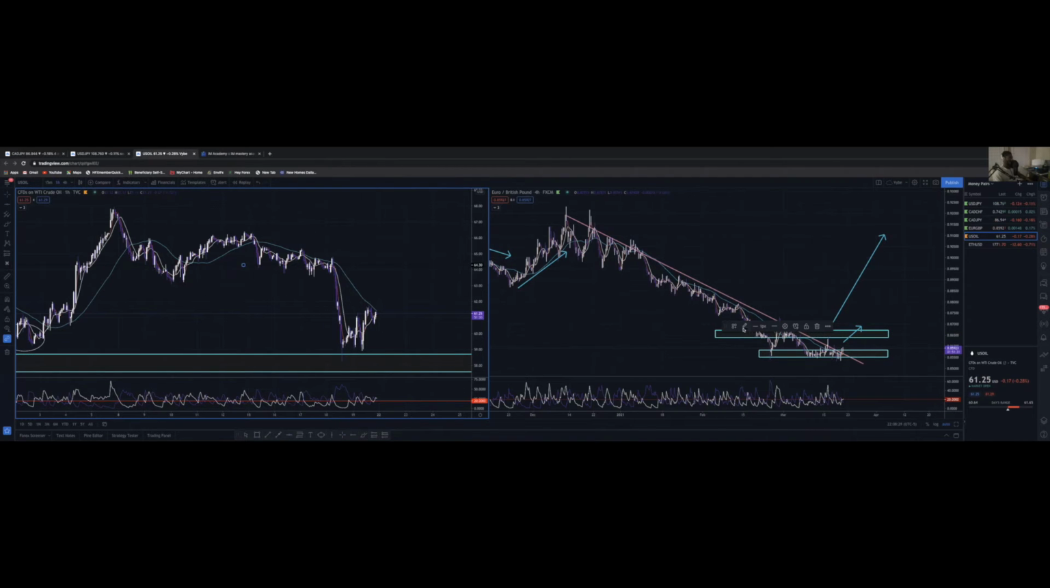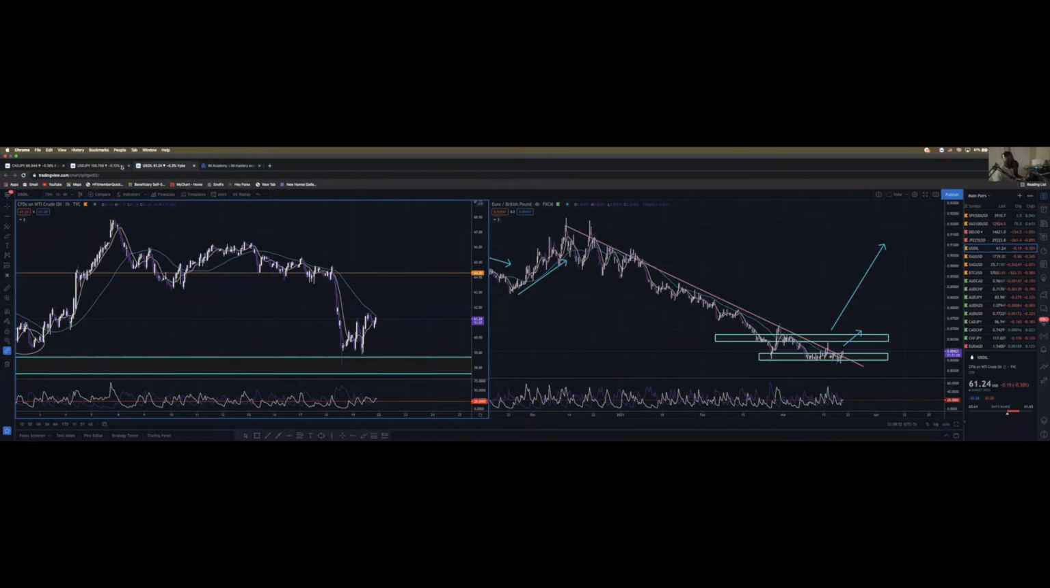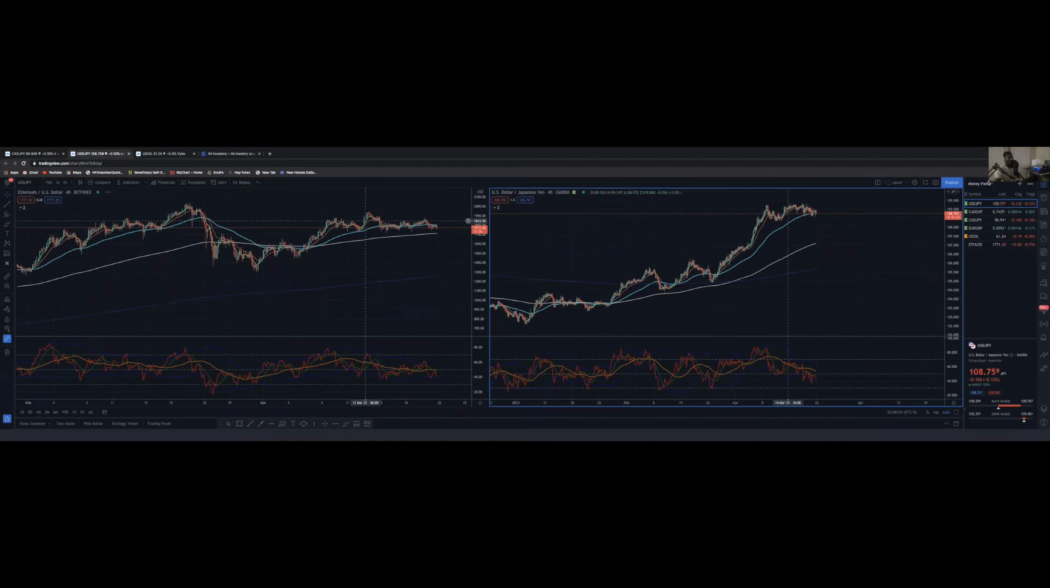Let's turn that a different color. Let's turn that orange. We could see oil come back to this area here. That's like $64.30 that we could be seeing US oil go to. All right, let's go on to the other pairs. Let's go to the main pairs. Let's go here.